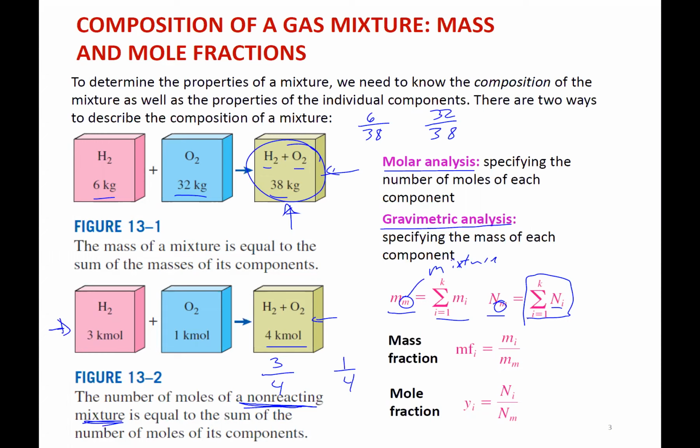For mass fraction, we took the mass of the individual component divided by the mass of the mixture: 6 divided by 38 is the mass fraction of hydrogen, and then we did the oxygen one, which was 32 divided by 38. Then we have the mole fraction, which is just the moles of the individual component, where i just means individual component, and again m is the mixture. The total is 4, and we took the individual 3/4 and then 1/4. Those were our mole fractions.